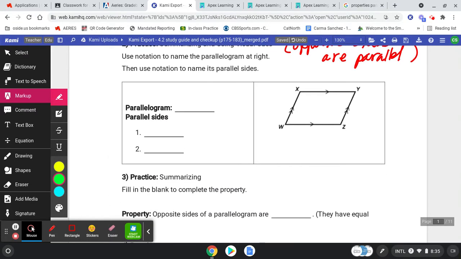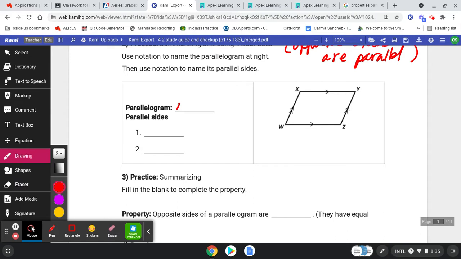Okay, so here we go, where a shape is now given to us, and we're saying that the name of this parallelogram over here is parallelogram WXYZ. So just like we named triangles from previous chapters, we're going to call this parallelogram by its four-letter name. And instead of a little triangle shape, we draw a little quadrilateral shape. So we're going to say WXYZ is the name of this quadrilateral.